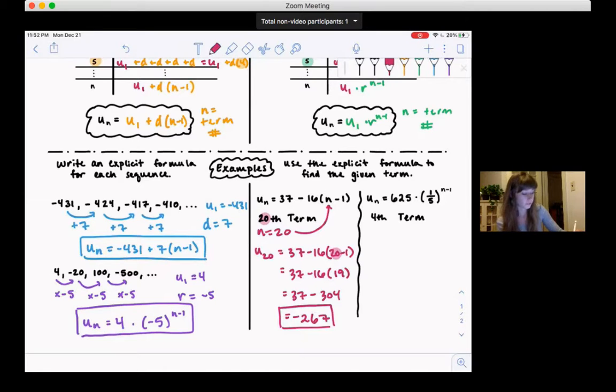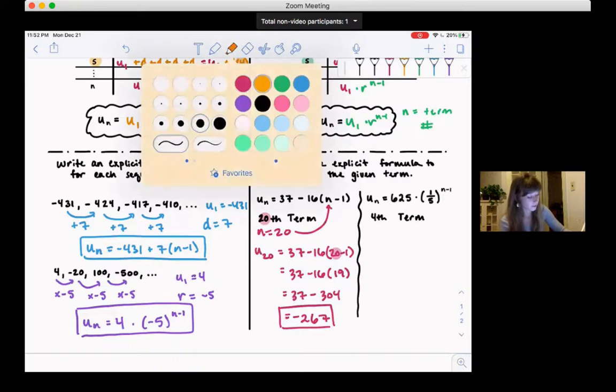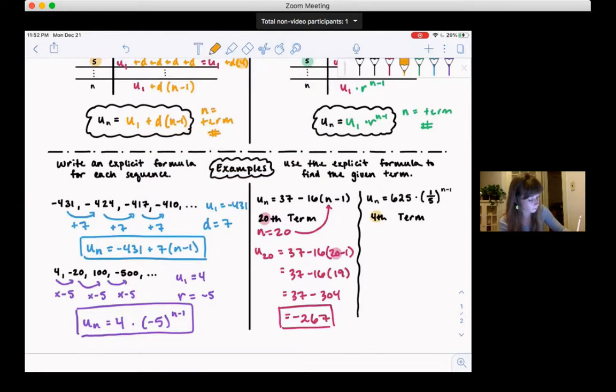All right, let's try one more. So here we have an explicit formula. This time it's a geometric sequence. And we want to find the 4th term. So this is telling us that n is equal to 4. And we're going to plug that in for n in our formula. So we get that u sub 4 is equal to 625 times 1/5 to the 4 minus 1 power.